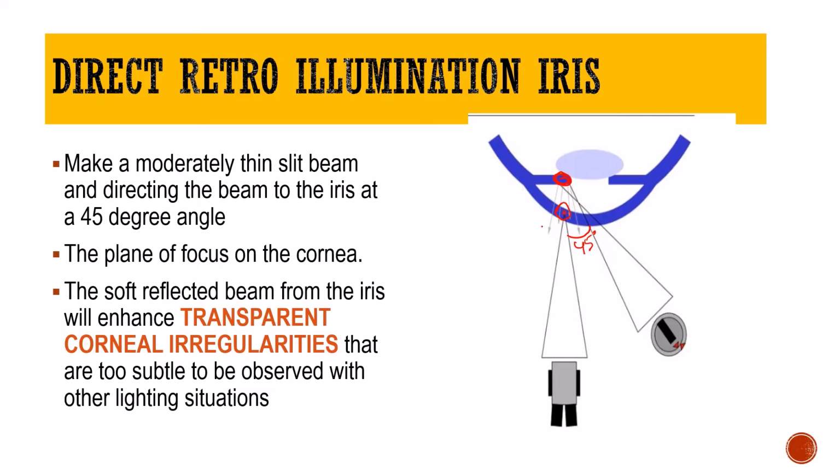Okay, and the plane of focus will obviously be at the level where you want to observe. In this picture you're trying to observe on the cornea, so the plane of focus will be on the cornea, right? So what happens in direct retroillumination is that the soft reflected beam that we get from the iris will actually help you to see the transparent corneal irregularities more clearly. Sometimes very subtle abnormalities might be present on the cornea, which are very difficult to see with diffuse illumination. Such opacities can be easily viewed using direct retroillumination from the iris.